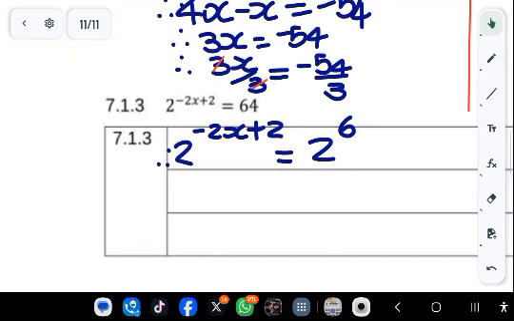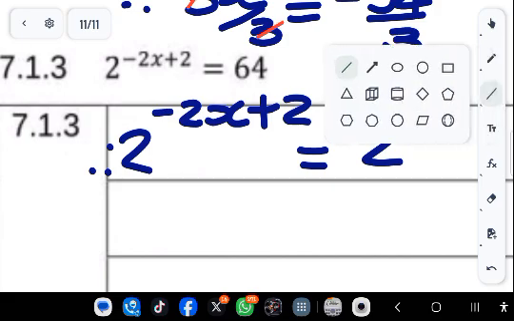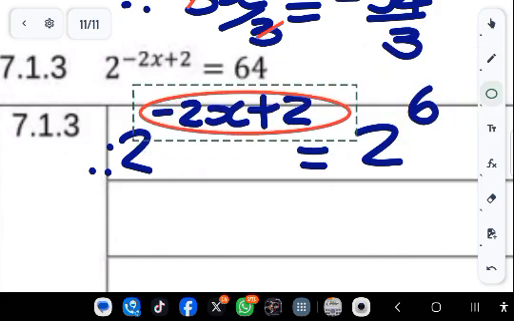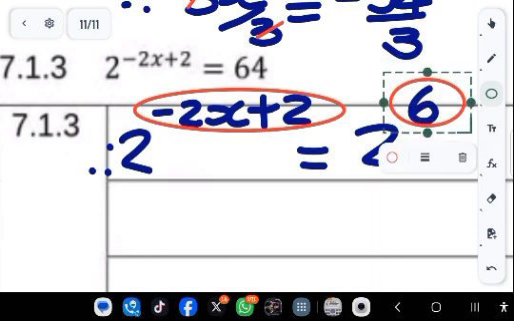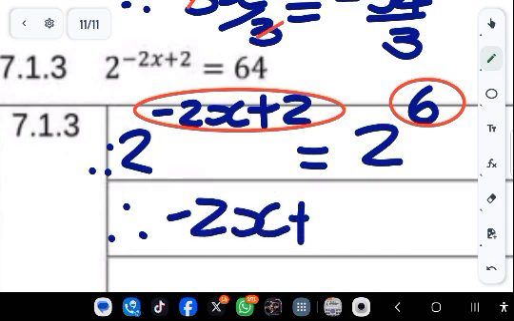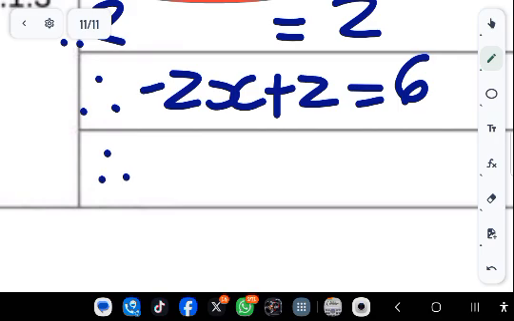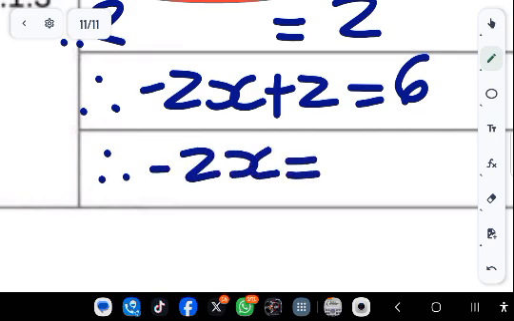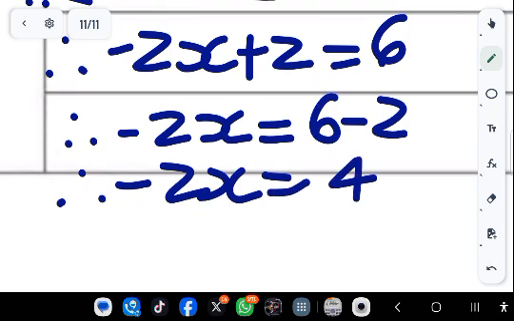Now that you've got powers of the same base equal, what you can do is simply equate the exponents. That's what you now equate. Therefore, negative 2x plus 2 equals 6. Now you solve this as you would any linear equation. 6 minus 2. Remember, when you take it across the equal line, always remember to change the sign. So that will be 4.